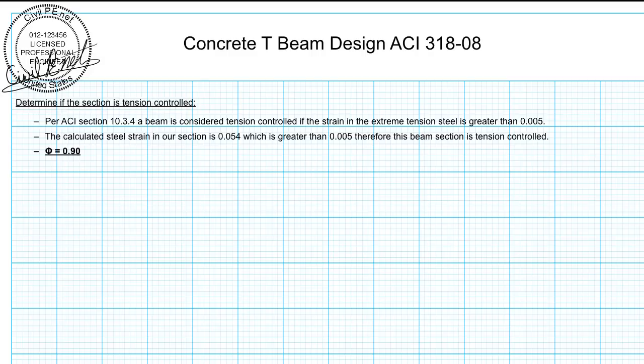So now we determine if our section is tension controlled. And a tension controlled section is a section that has a strain greater than 0.005 in the extreme layer of steel. Our strain is 0.054, which is 10 times greater than that strain, so we are extremely tension controlled. So we can assume that phi is equal to 0.9.